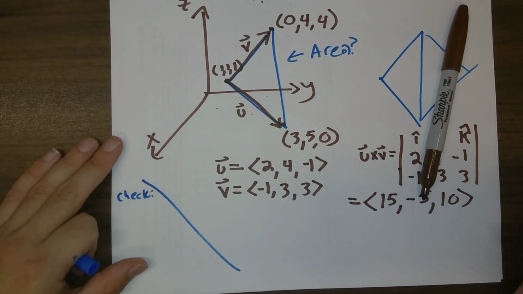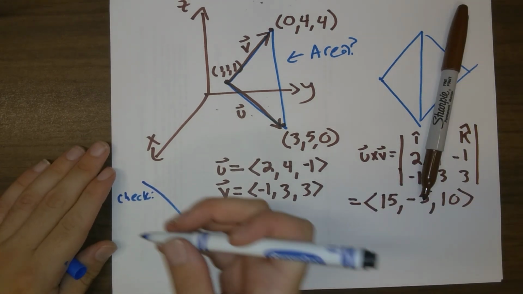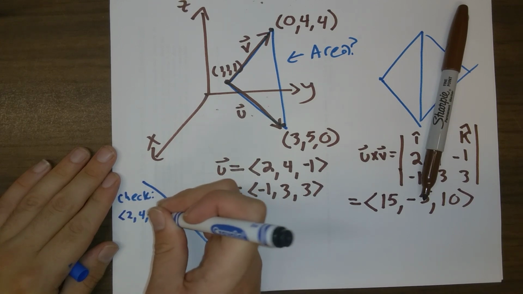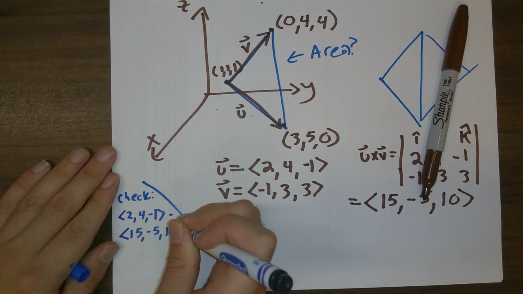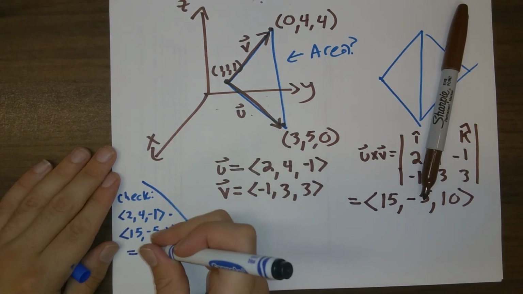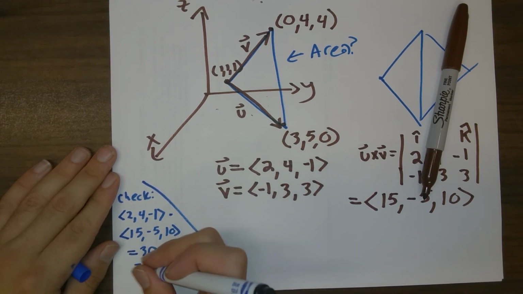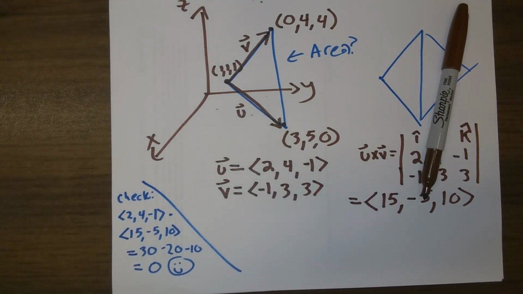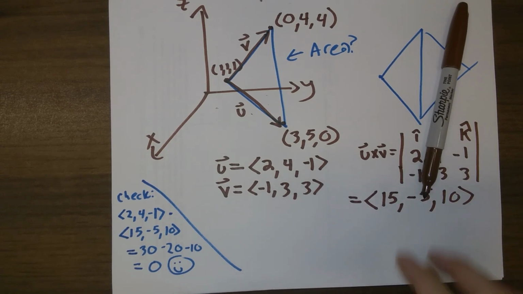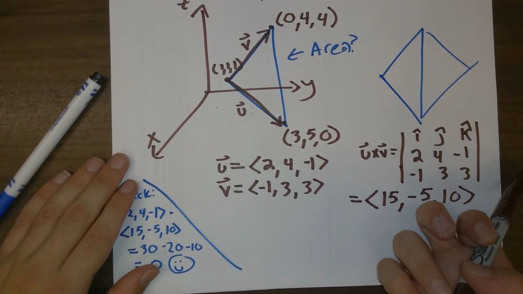Recall that the cross product needs to be orthogonal to the original vectors. So if I do (2, 4, minus 1) dotted with (15, minus 5, 10), well, I end up with 30 minus 20 minus 10, which is in fact 0. So hooray, that checked out. Check for yourself that when you do v dotted with u cross v, you also get 0. So hooray, we have found the cross product.